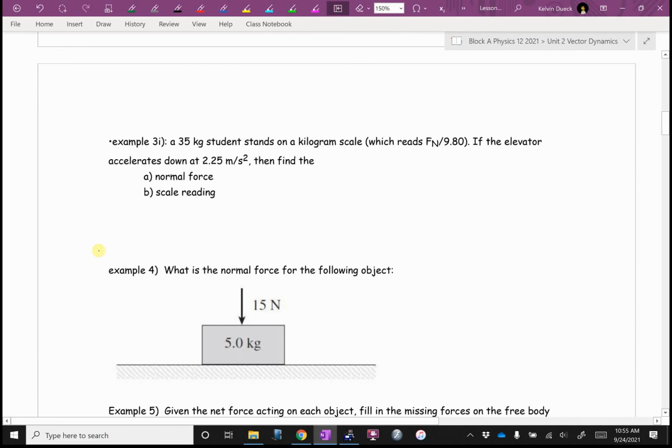Example 3. A student stands on a kilogram scale, so a kilogram scale reads the normal force but divided by 9.8. If the elevator accelerates down at 2.25, find the normal force, and find the scale reading. Any thoughts on how I might want to start this one out? A free body diagram, you say. I'm going to do mine in the margin over here. What are the forces acting on this person? Get the obvious one.